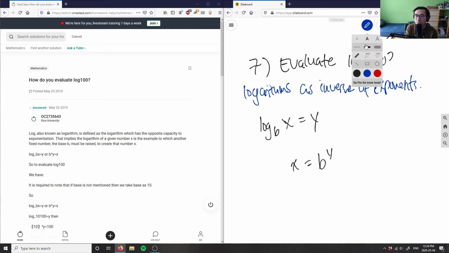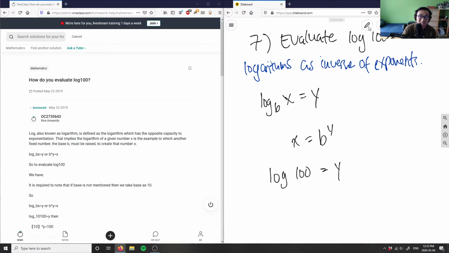So knowing this, if we have log of 100, we have log of 100 equals our y, right? We don't know what log of 100 is, but we know that log here is always base 10. If the base is not mentioned, we have to assume that this is log base 10. So knowing this logarithmic rule, if log base b, and in this case b is 10, of x, which is 100, equals y, then x, which is 100, equals 10 to the power of y, right?